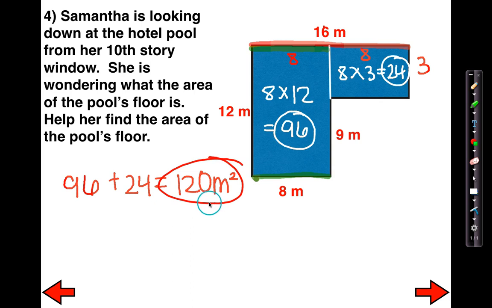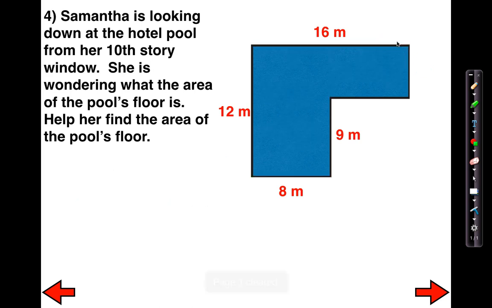So does it really matter how you cut up the shape? No. But I'm not sure if you caught this, the first method of cutting up the shape was actually easier because I only had to know this missing length. Cutting up this length required me to find this length and this length as well. So keep that in mind when you are cutting up the shape. Try to cut it the easiest way possible.